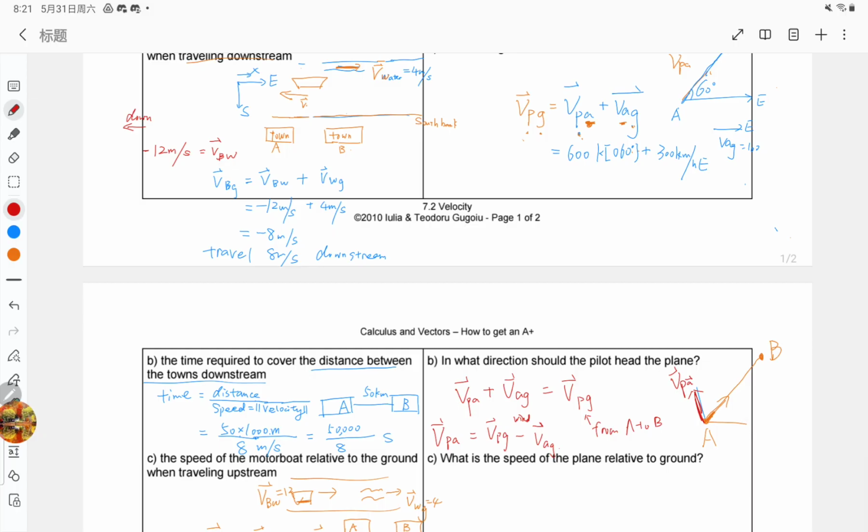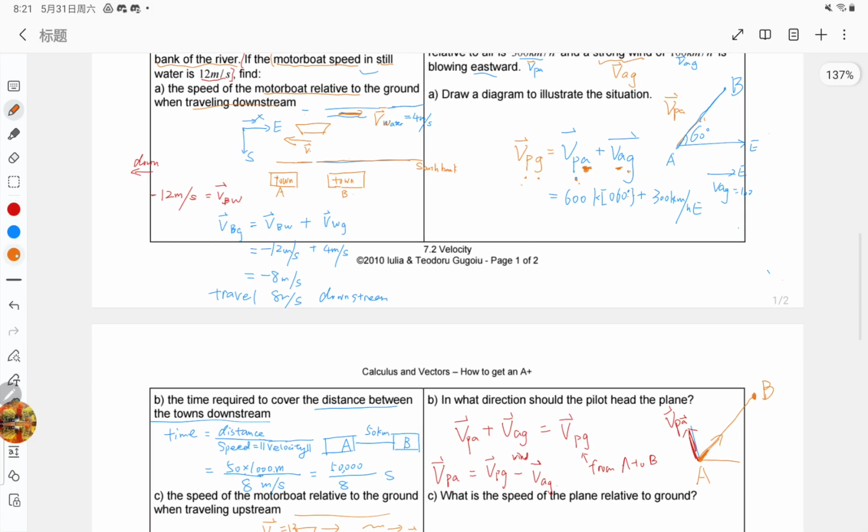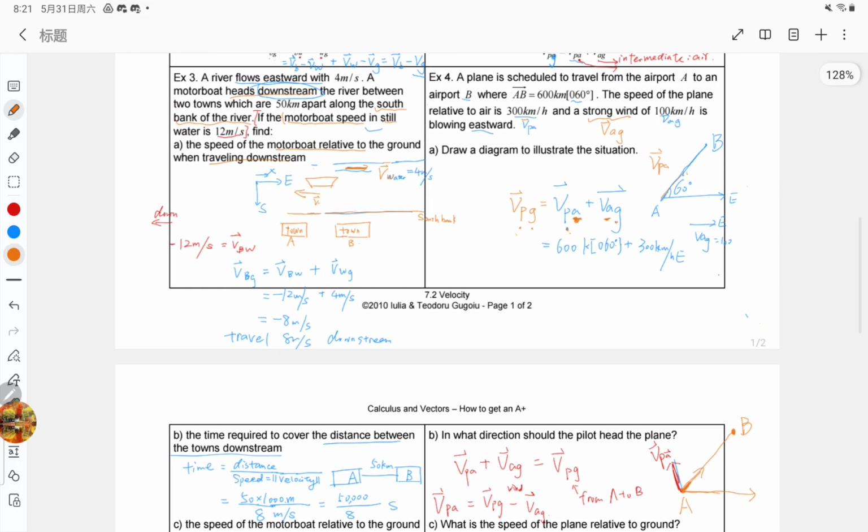And to the east, this side, the velocity of the wind is 100, so I'll simply write down 100, okay? The wind. And then I'll draw a parallel VPA. Imagine, assume that this is the VPA direction, and then I draw a parallel line here. So the resultant triangle should be this, right?